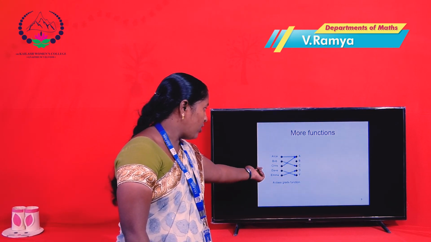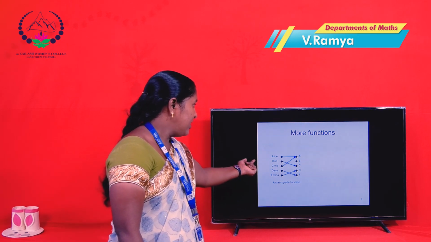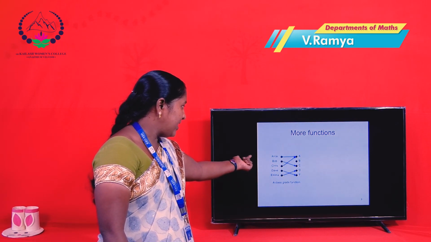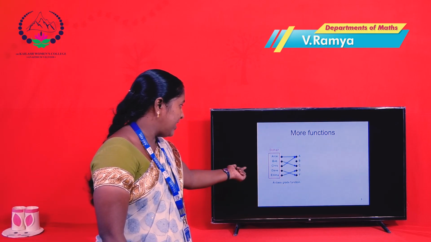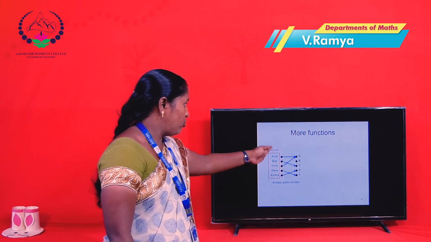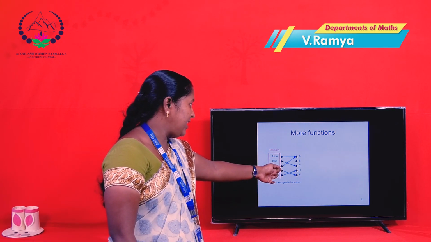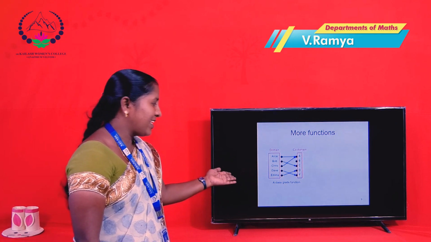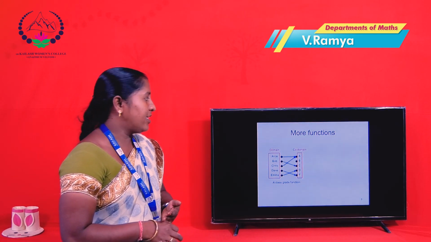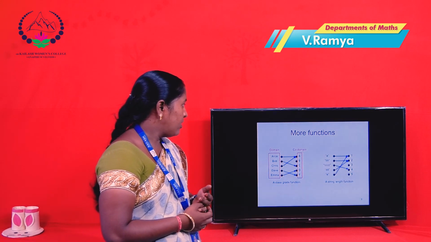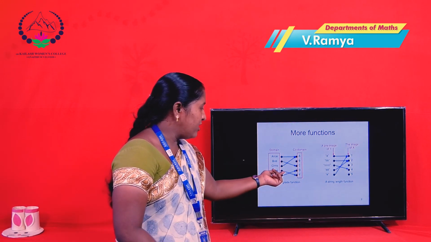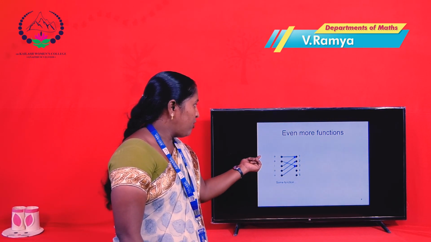So this is one set, this is another set. This set contains Alice, Bob, Chris, Dave, Emma. This maps into another set A, B, C, D, F. So this is also called the class grade function. And the next one, a string length function. Then even more functions.